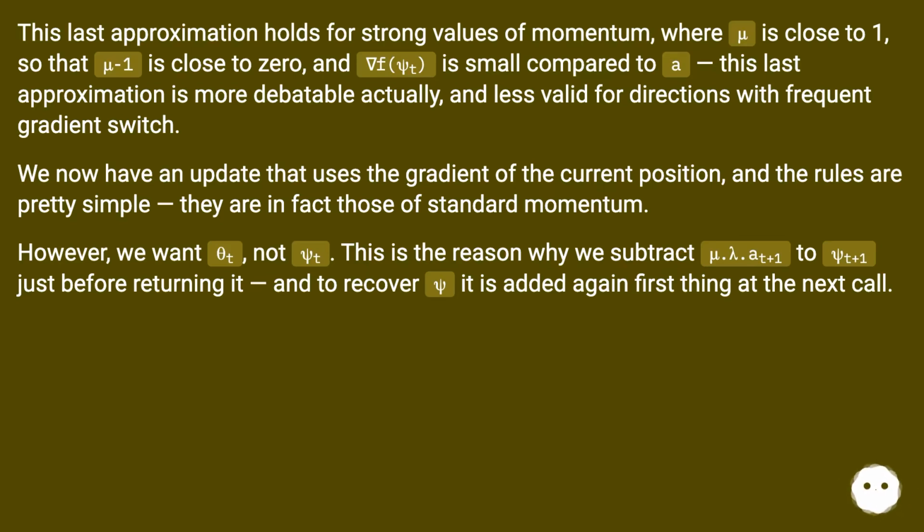We now have an update that uses the gradient of the current position, and the rules are pretty simple, they are in fact those of standard momentum. However, we want theta_t, not psi_t. This is the reason why we subtract mu.lambda.a_(t+1) from psi_(t+1) just before returning it, and to recover psi it is added again first thing at the next call.